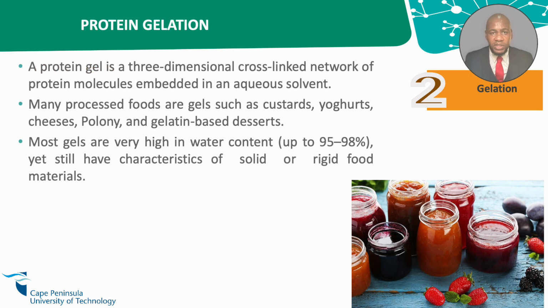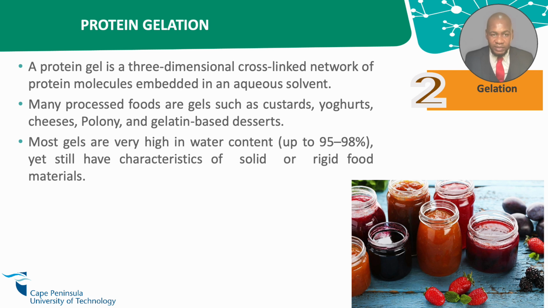And then we go to gelation. A gel is a three-dimensional network that traps in water. The examples that you already know include custard, yogurt, and gelatin desserts. These are known as gels. Even cheese and some meat products behave like gels.